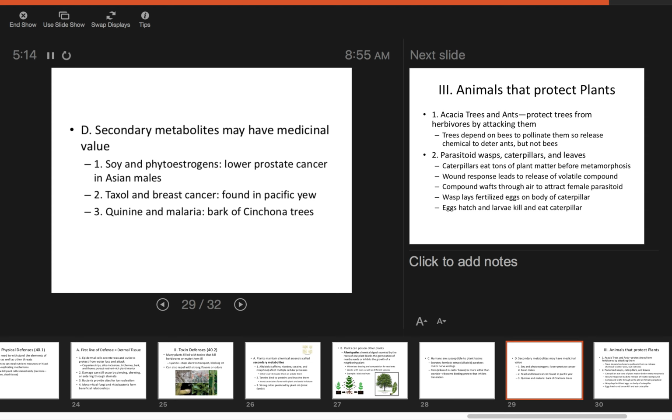But there are some secondary metabolites that do have medicinal value. Soy and phytoestrogens can lower prostate cancer. Taxol is a drug that's used in breast cancer to fight breast cancer. It's found in a plant called the Pacific yew. So there's some medicinal value there. I guess I could even add like marijuana. Studies show that the oil from marijuana does aid in fighting against cancer. Quinine fights malaria. It's from the bark of a cinchona tree. So, yeah, plants are important because that's usually where we get all of our medicines from.